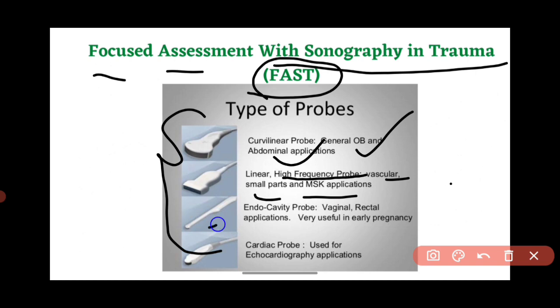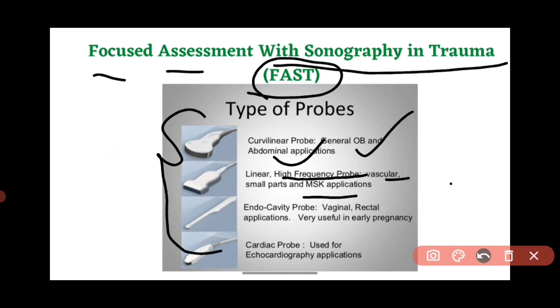The next one is the endocavity probe, which is commonly used to check the vaginal and rectal areas, and is very useful in early pregnancy. For any kind of perineal region assessment, like the vaginal region or rectal region, we can use the endocavity probe. The last one is the cardiac probe. From the word itself, it is very easy to understand. It is going to assess the heart's shape and size. That is called echocardiography.